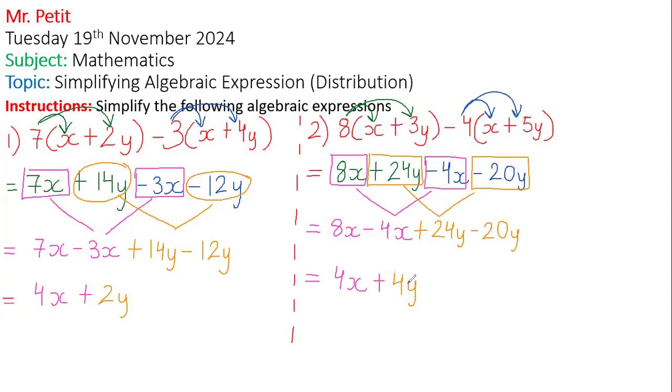4y. And so we get 4x plus 4y, and that's our final answer. That's our final answer because we cannot continue any further. That makes sense? Yes, sir. Okay. Class, does that make sense to y'all? Let me know, please, if that makes sense. Yes, sir. Okay. I want y'all to take a picture of this and send it to me via WhatsApp.